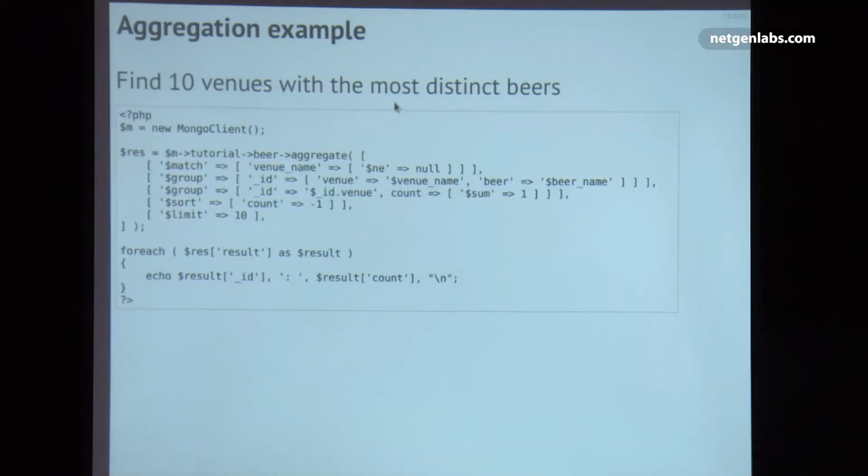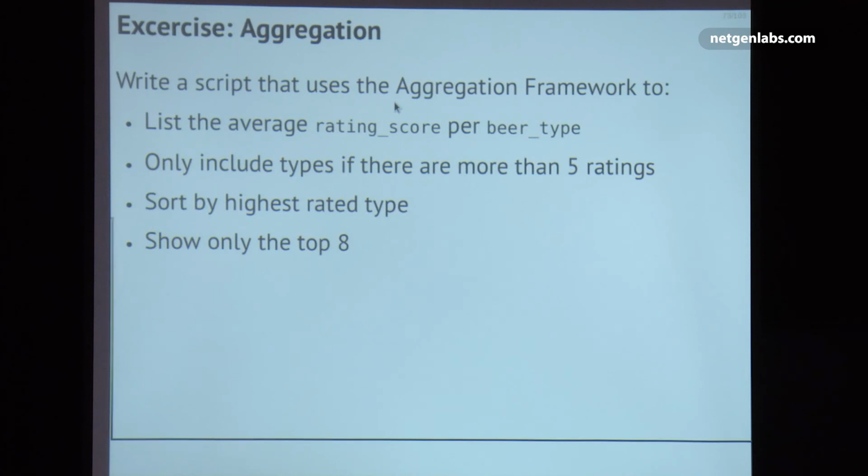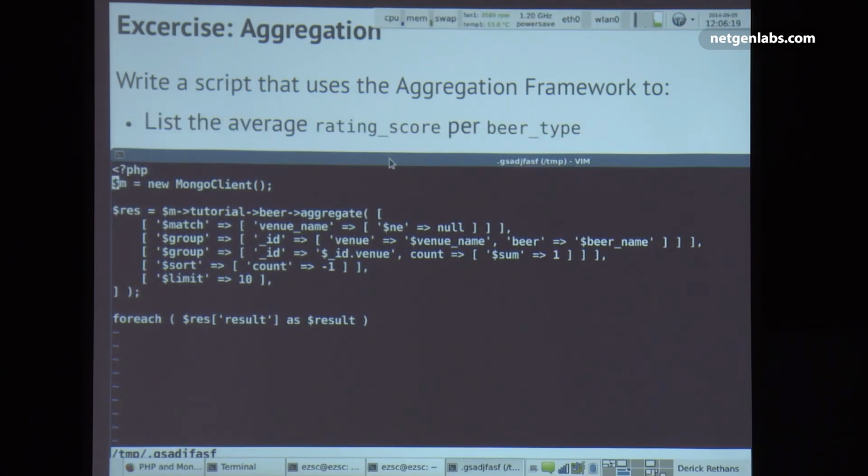So the first statement to do is list the average rating score per beer type. So write a script to do that. Go.